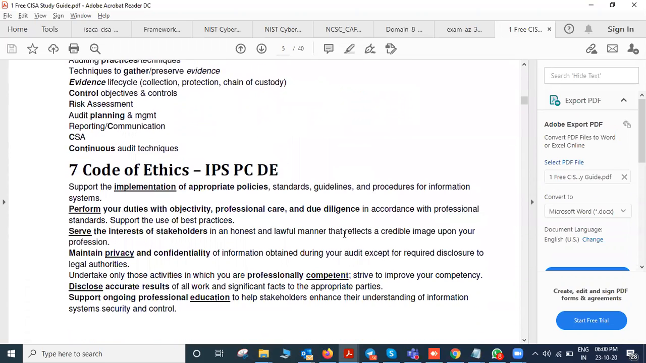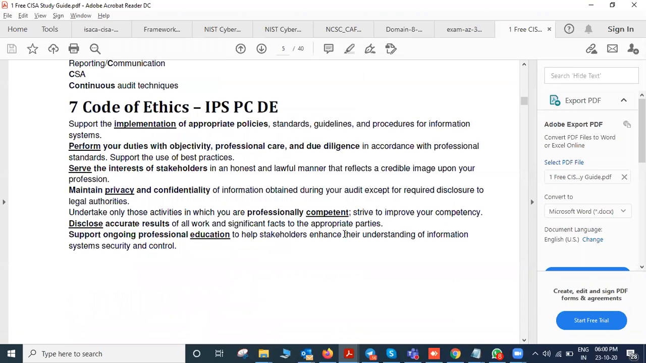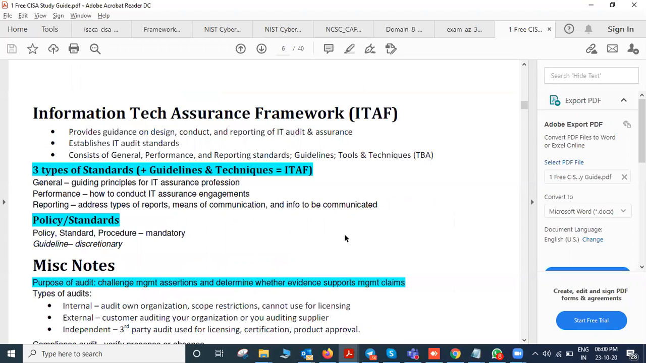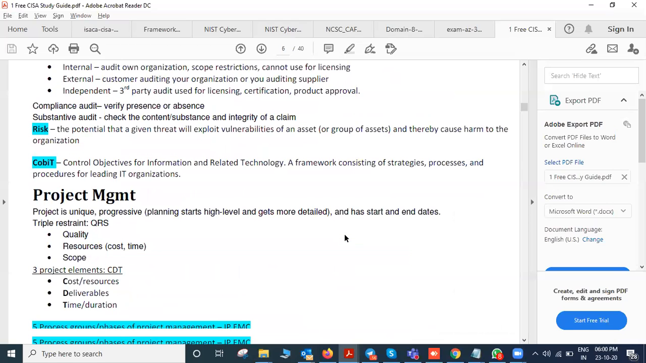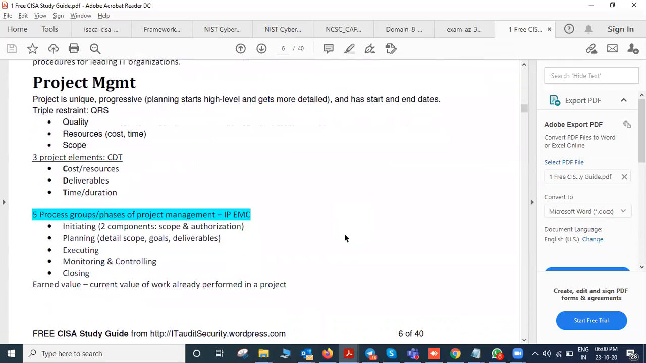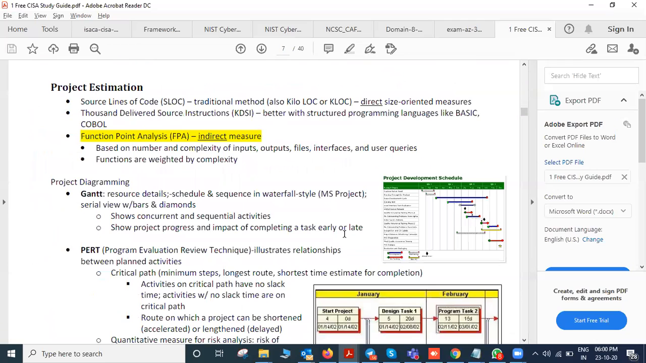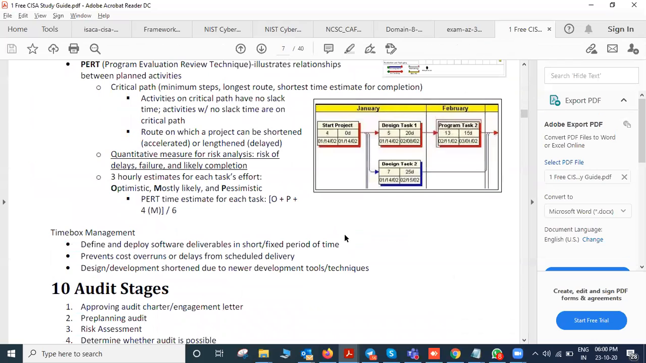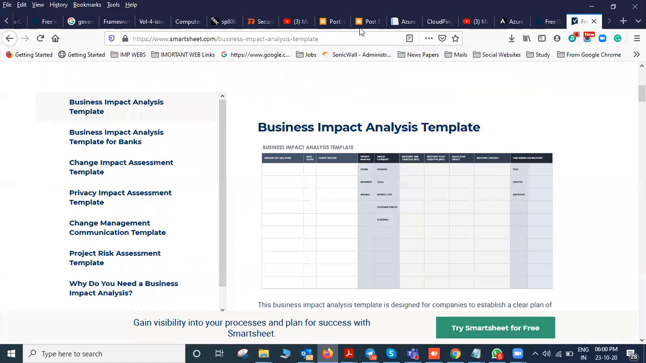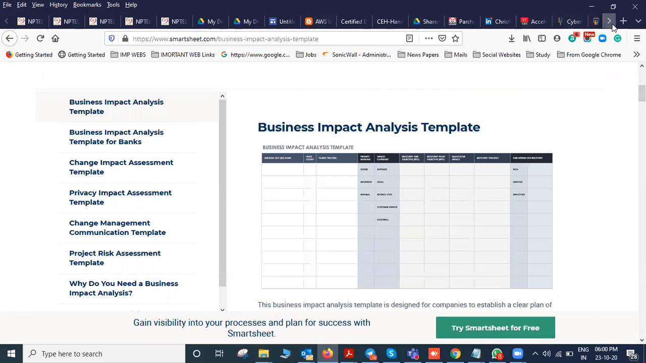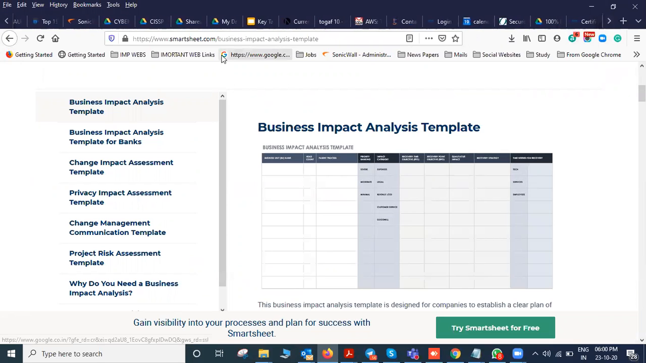for the CISA. Code of ethics, ITAF, the Information Technology Assurance Framework. Project management: quality, resources, scope, risk management. COBIT, control objectives, what it is all about, project estimations, all those things. So we have done this part two. If you take a look here, check it here. A number of things is open. So yes, there it is.